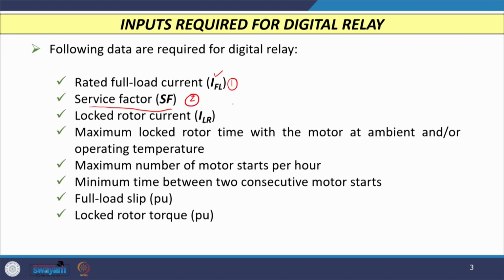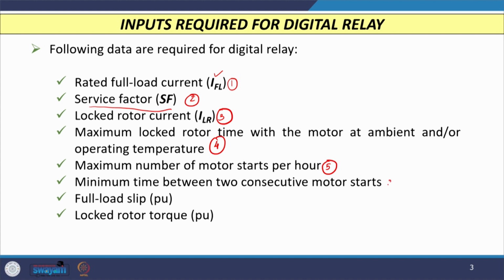The third thing required is the locked rotor current. It also requires the maximum locked rotor time with the motor at ambient temperature or at operating temperature, and the maximum number of starts of the motor in an hour. Let us say you have started the motor 5 times, 6 times or 10 times in an hour. That number is also required.